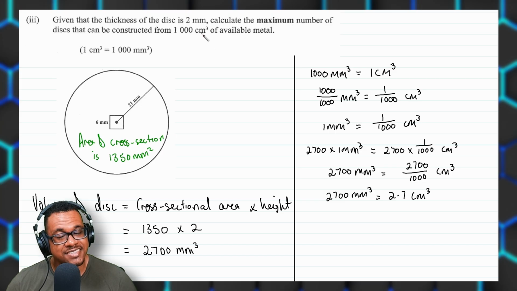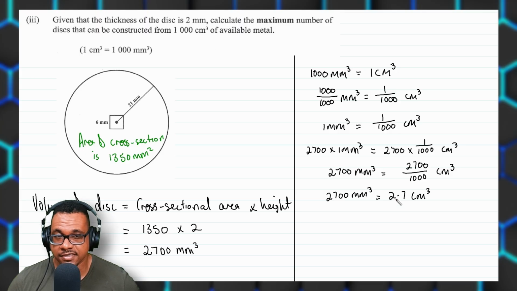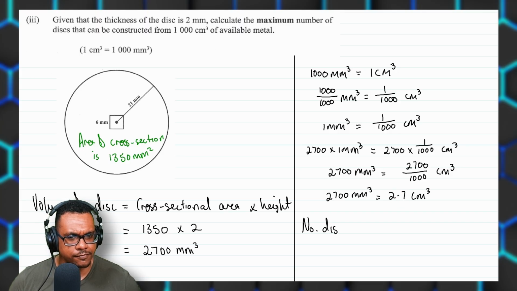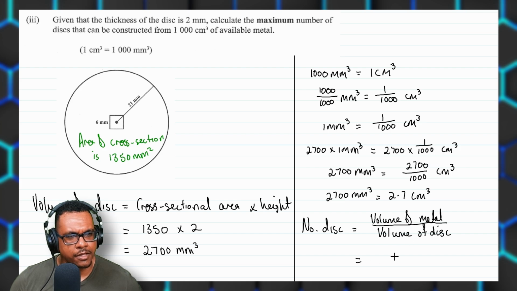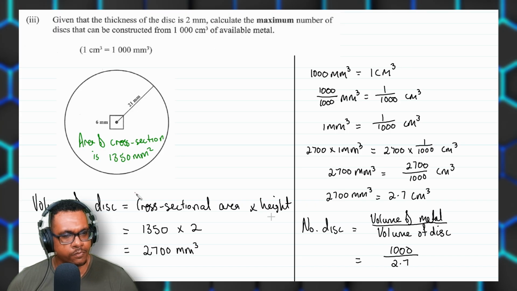To find out how many discs I can get out of this 1000 cm cube, I'll have to divide this 1000 by this 2.7. So my number of discs is equal to volume of metal over volume of disc. And that'll be equal to 1000 divided by 2.7. Alright, because this 1000 is centimeters cube and this 2.7 is in centimeters cube. So same units, so we can divide them.